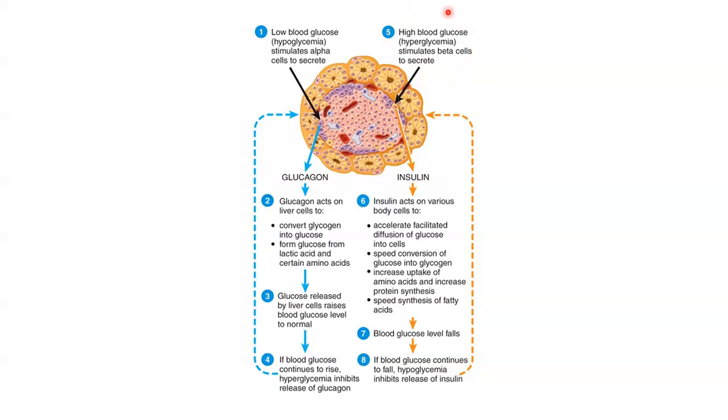At the same time, we have our high blood glucose stimulating the beta cells to secrete insulin. Insulin will take the glucose out of the blood and put it into cells. It will help take the glucose and store it as glycogen. Our blood glucose concentration will fall. If it continues to fall, that low blood glucose will inhibit the release of insulin and then start to stimulate the release of glucagon.